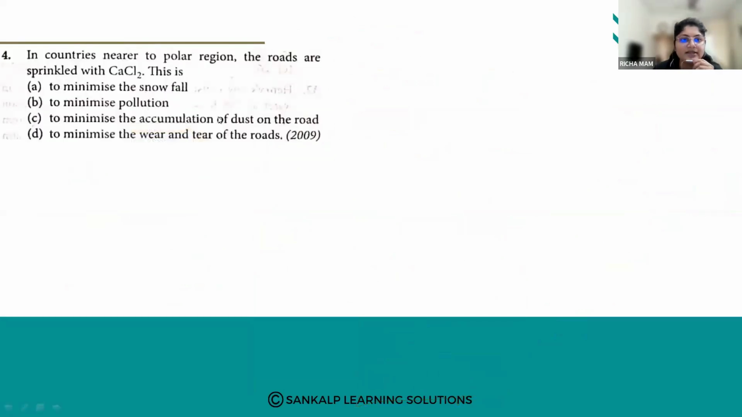Okay, this is a theory-based question. In countries nearer to the polar region, the roads are sprinkled with calcium chloride. Is it A, to minimize the snowfall, B, to minimize pollution, C, to minimize the accumulation of dust on the road, or D, to minimize the wear and tear of the roads? So, what is this calcium chloride?